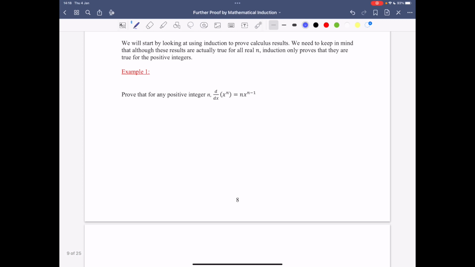So example number 1, we're going to prove that for any positive integer n, d by dx of x to the n is equal to n x to the n minus 1. Again, our first case is going to prove true for n is 1. So d by dx of x to the power of 1, we know is going to be just 1. And then 1 times by x to the 1 minus 1, well 1 minus 1 is 0 and x to the power of 0 is 1, so it's 1. Therefore true for n is 1.